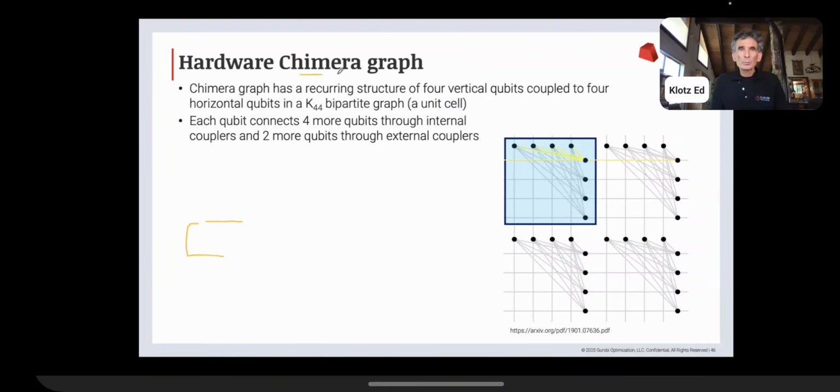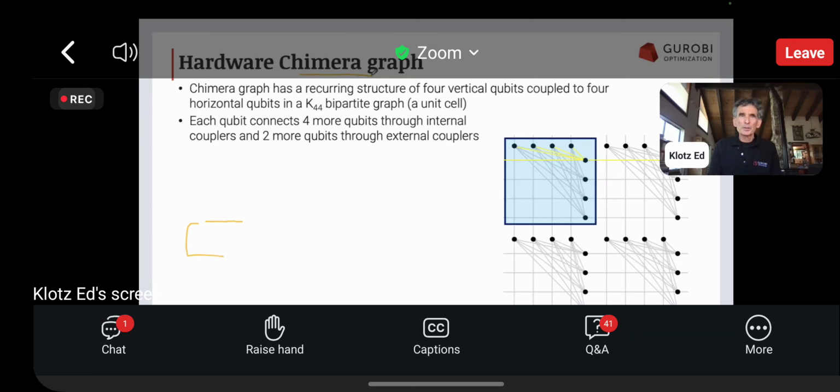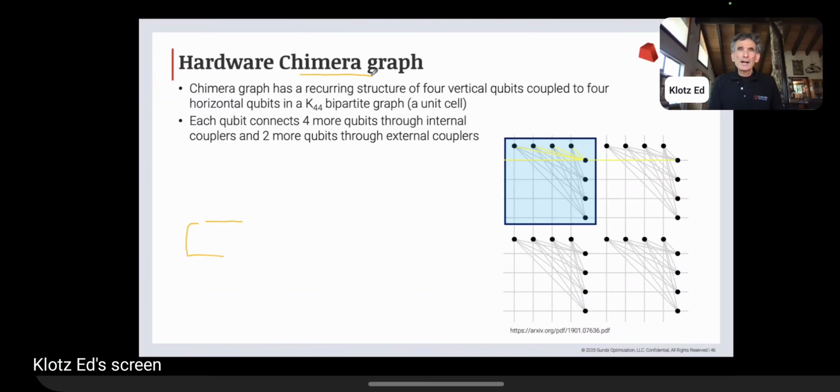So we'll start with one of the simpler graphs, which has since been replaced with more sophisticated graphs on the more advanced machines. But this one's the easiest to picture. So the Chimera graph basically has collections of 4x4 bipartite graphs that comprise this notion of a unit cell.